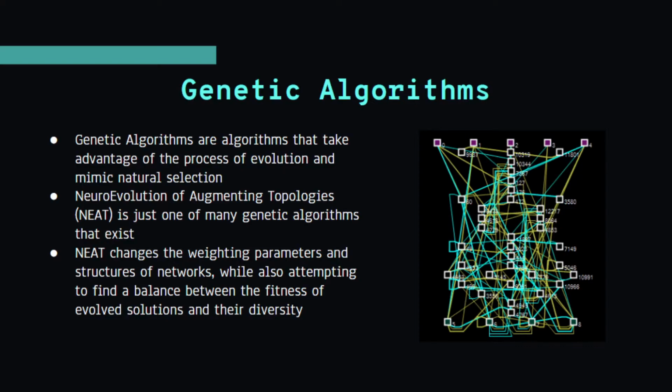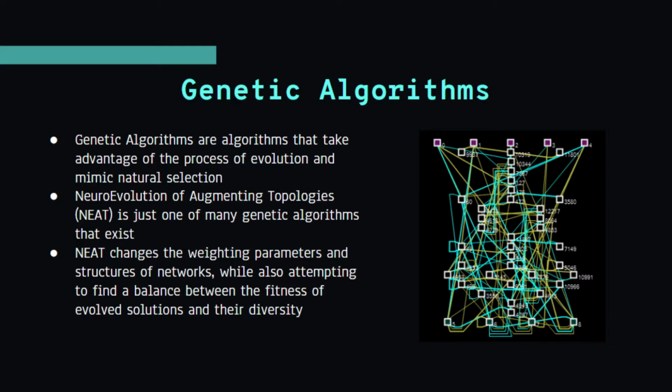Genetic algorithms are algorithms that take advantage of the process of evolution, and they try their best to mimic natural selection. So NeuroEvolution of Augmenting Topologies, which is just the long form of saying NEAT, is one of many genetic algorithms that exist. And what NEAT does is change the weighting parameters and the structures of networks, while also attempting to find a balance between the fitness of evolved solutions and their diversity. So what does that mean?